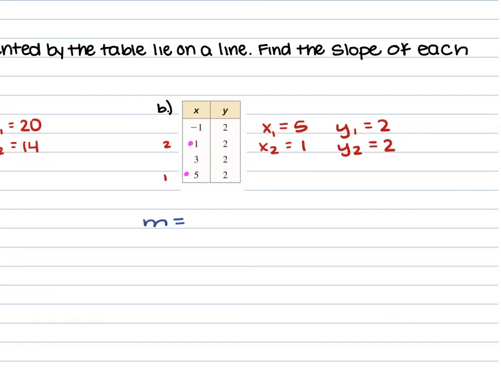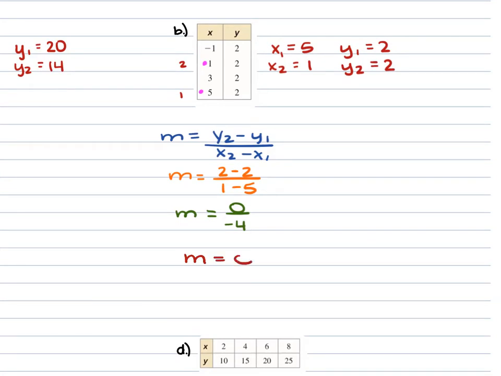So we have m is equal to y2 minus y1 over x2 minus x1. So I'm going to plug these in. M is equal to y2, which is 2, minus y1, which is 2, all over x2, which is 1, minus x1, which is 5. So 2 minus 2 gives us 0. 1 minus 5 gives us negative 4. I have 0 in the numerator of my fraction, so automatically my slope is 0. So whenever 0 is in the numerator of the fraction, we have 0 as our slope.